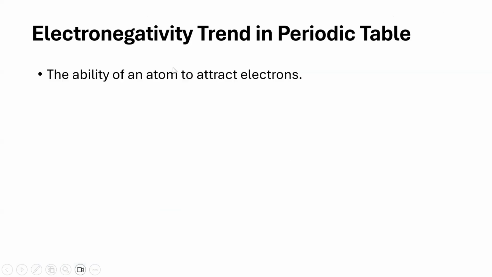So now we know what electronegativity is and how we classify the bonding according to the electronegativity of the atoms. So what is the trend of the electronegativity and why? As you know, we need to know what the trend is and why this trend happens. As defined before, the electronegativity is the ability, the power of an atom to attract electrons, a pair of electrons.